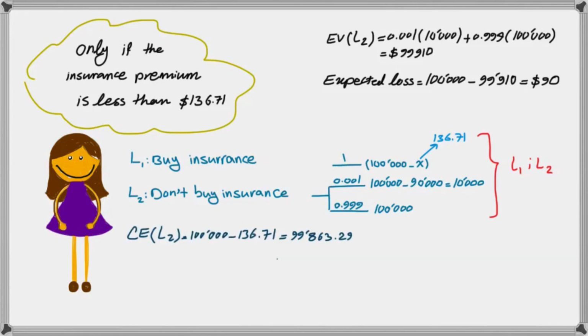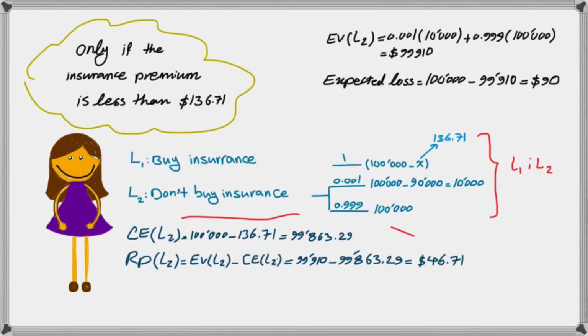Now, what is the certain equivalent? The certain equivalent, remember, is when these two lotteries are exactly indifferent. So the certain equivalent of the lottery of not buying insurance is a lottery that with 100% gives us $100,000 minus 136.71. So the certain equivalent of lottery 2 is equal to 99,863.29. Now, what is the risk premium? It is the difference between the expected value of the second lottery that we calculated up here minus the certain equivalent of lottery 2, which is given here.